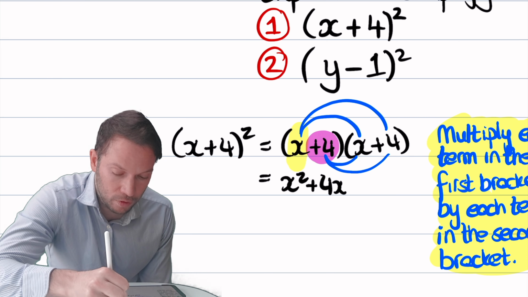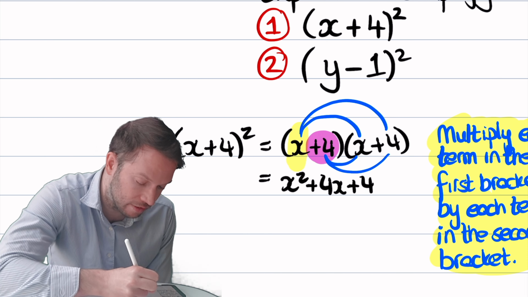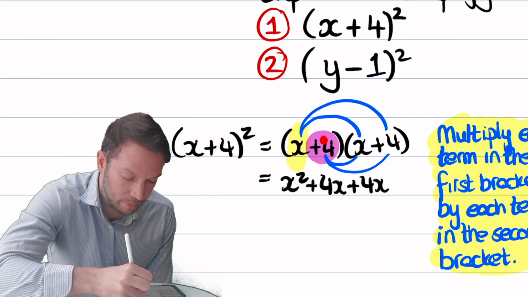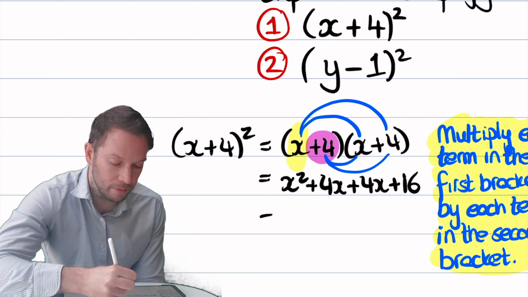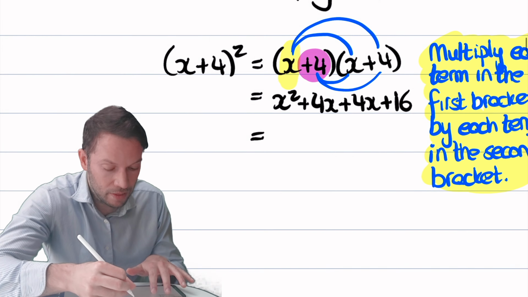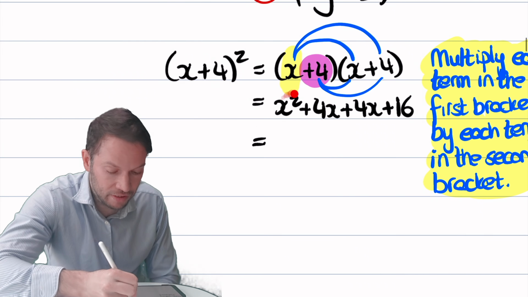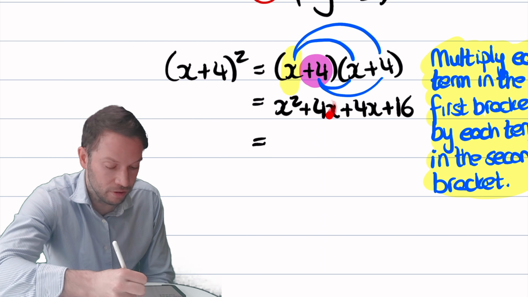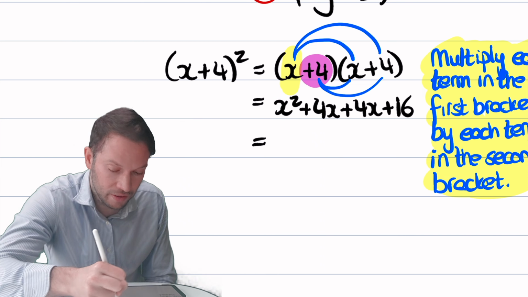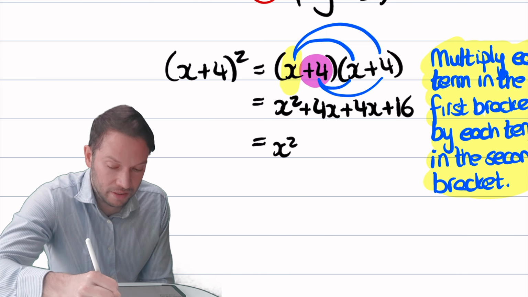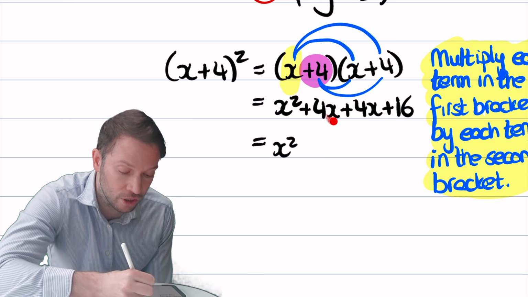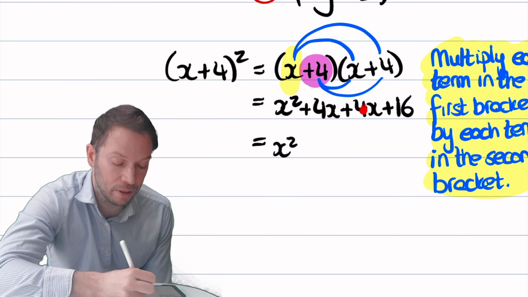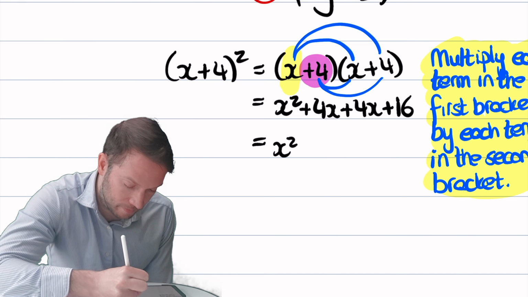So firstly, the 4 times the x is plus 4x, and then we do the 4 times the 4, which is plus 16. And then we can collect like terms. There's only one x squared term here, so that can't simplify with anything else because the others are not x squared terms. So we just have the x squared. But this 4x and 4x, they're both x terms without powers, so they do collect together. They're like terms, we call them. 4 lots of x plus 4 lots of x is 8 lots of x.